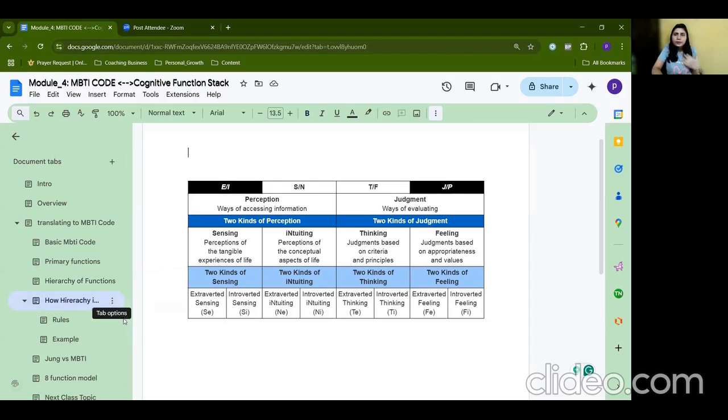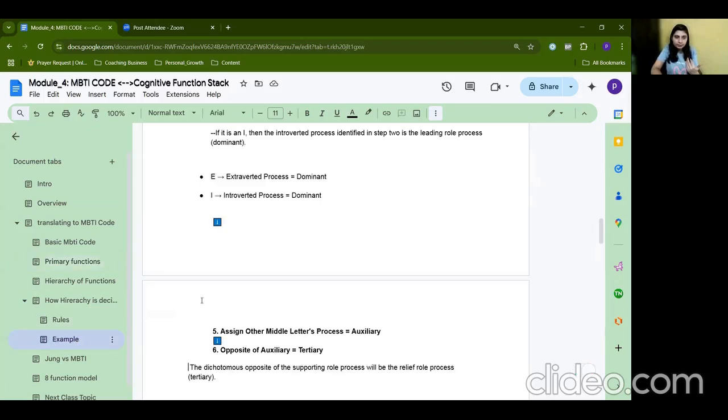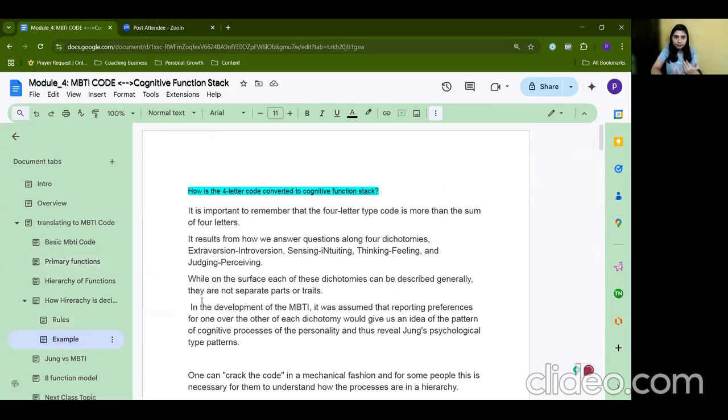Now, how do we decide the hierarchy of different functions? Like how do I know that, for ISFJ, introverted sensing is the dominant, extroverted feeling is auxiliary, introverted thinking is tertiary, and extroverted intuition is inferior? How do I decide the hierarchy? So it's very simple. We will be discussing the rules to determine the cognitive function stack. How is the four-letter code converted to different cognitive function stacks?